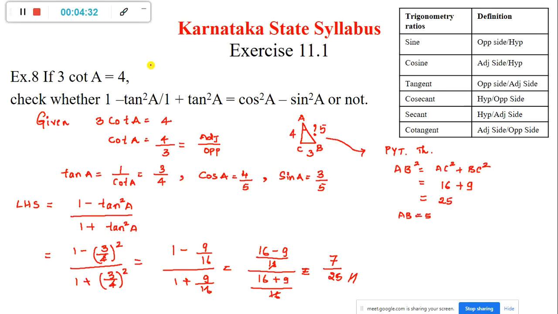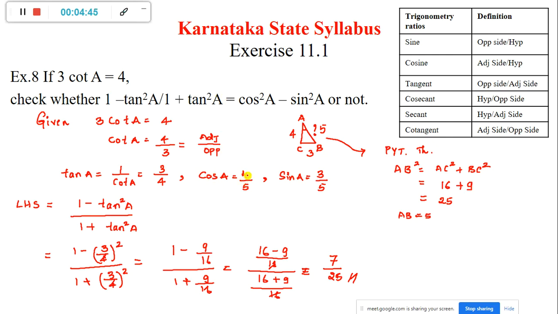So once again, I'll take a fresh page. RHS is equal to cos square A minus sin square A. Apply the values of cos and sin. Cos A is 4 by 5, sin A is 3 by 5. Let me remember these two values. So this is (4 by 5) whole square minus (3 by 5) whole square.